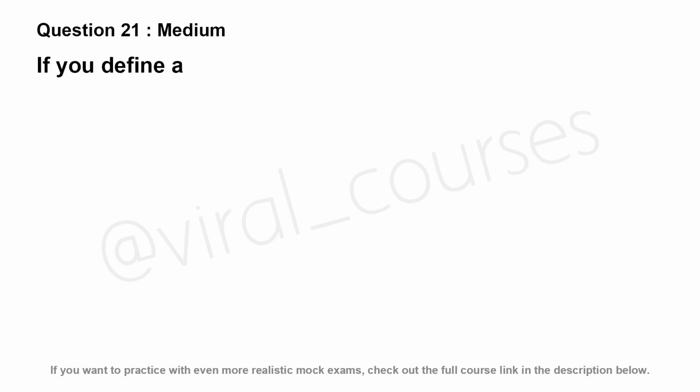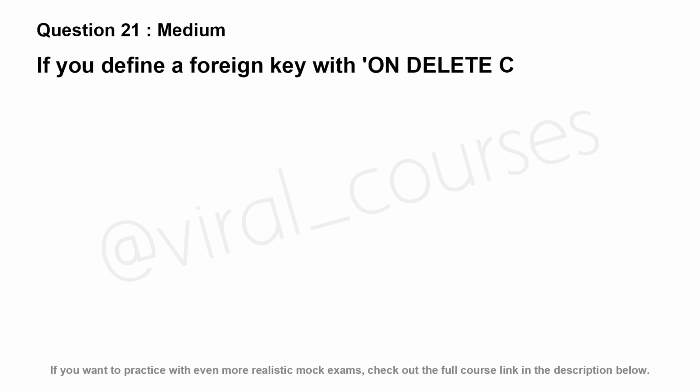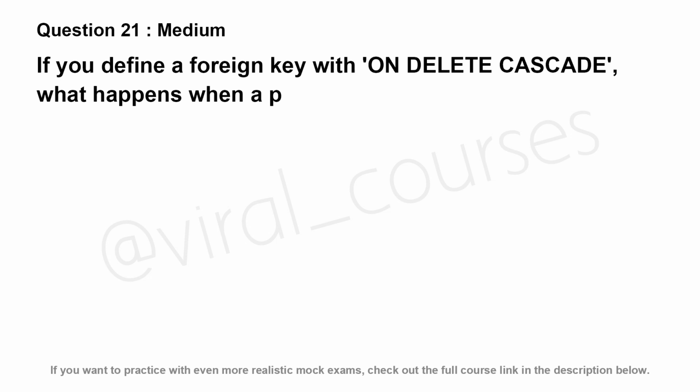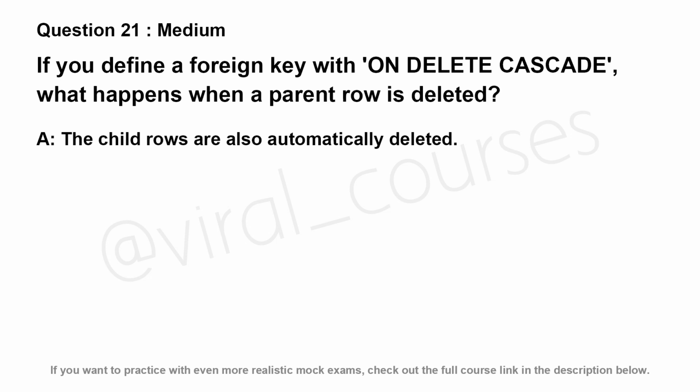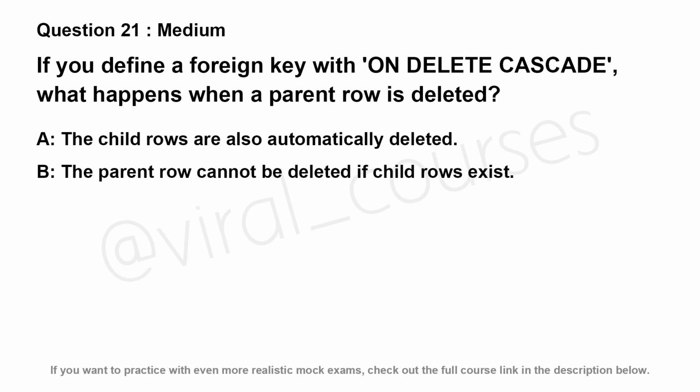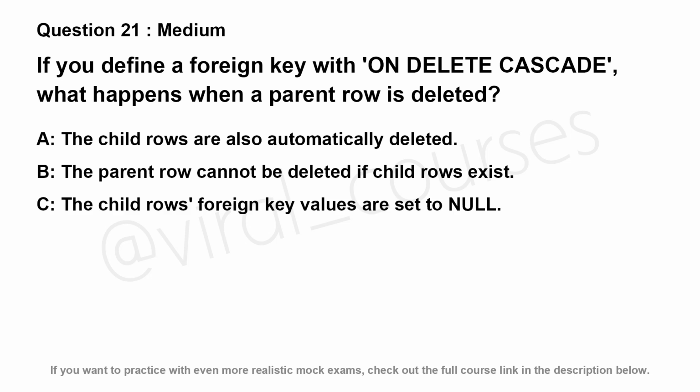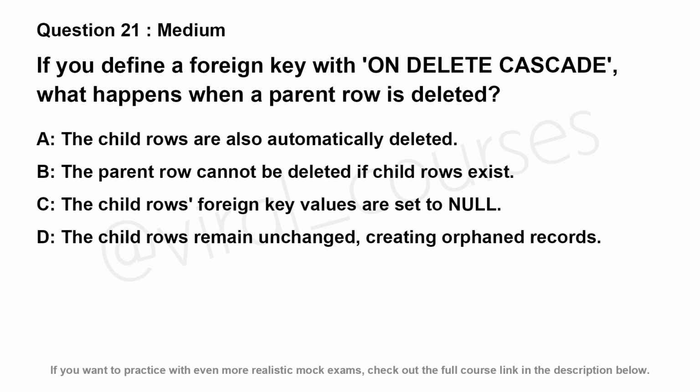If you define a foreign key with onDelete cascade, what happens when a parent row is deleted? Option A. The child rows are also automatically deleted. Option B. The parent row cannot be deleted if child rows exist. Option C. The child row's foreign key values are set to null. Option D. The child rows remain unchanged, creating orphaned records.